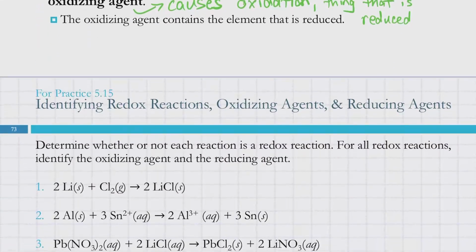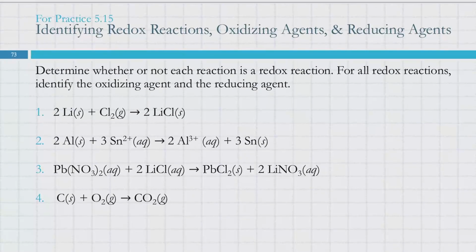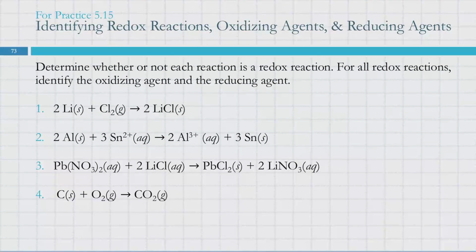So the oxidizing agent is the thing that is reduced. Okay, so let's identify some redox reactions, oxidizing agents, and reducing agents. We want to determine whether or not each of these reactions is a redox reaction. For any redox reactions, we want to identify the oxidizing agent and the reducing agent. So for our first one, we've got lithium metal reacting with chlorine gas to form lithium chloride.